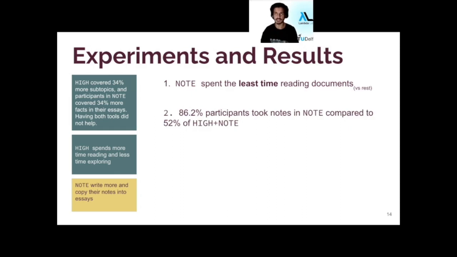What they were doing was opening a document, reading, and then closing it, and then taking their notes. And we also saw that 86.2% of the participants took notes in the note experimental condition compared to 52% in HIGH+NOTE. So having both the highlighting and the note-taking tool made them take fewer notes. They were focused more on the highlighting of documents, which is interesting for future design of these tools.